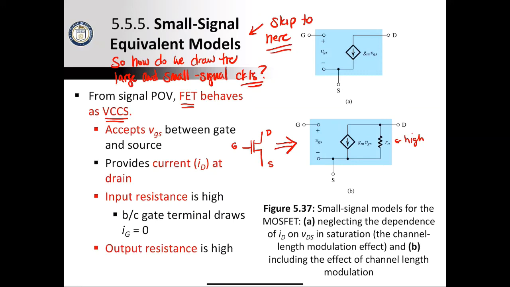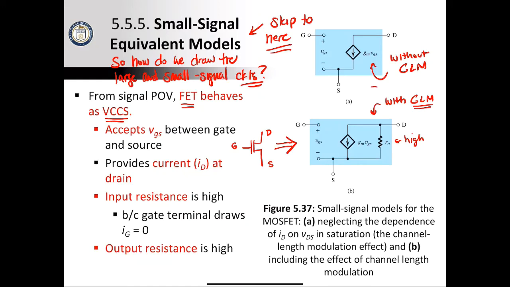What's the difference between this and this? I mean, it's written in the caption, but if anybody remembers, we talked about it briefly before. So that RO is only there if we're considering channel length modulation.